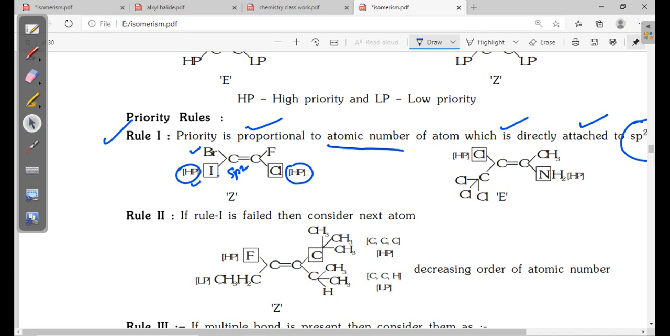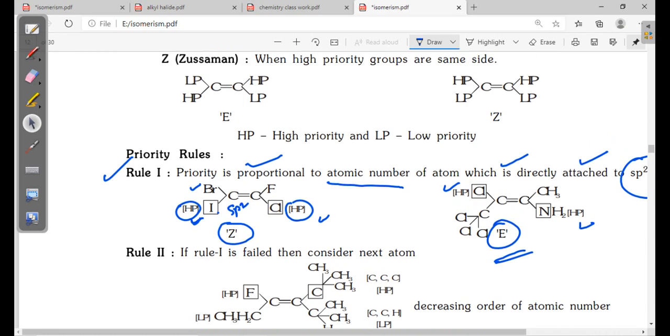Now if these higher preference groups are on the same side, then that is called Z. Here the higher preference groups are in the opposite direction, so that is E. You can see here the higher preferences are opposite, that is E, E for enemy. Here the lower preference groups are on the same side, so Z.